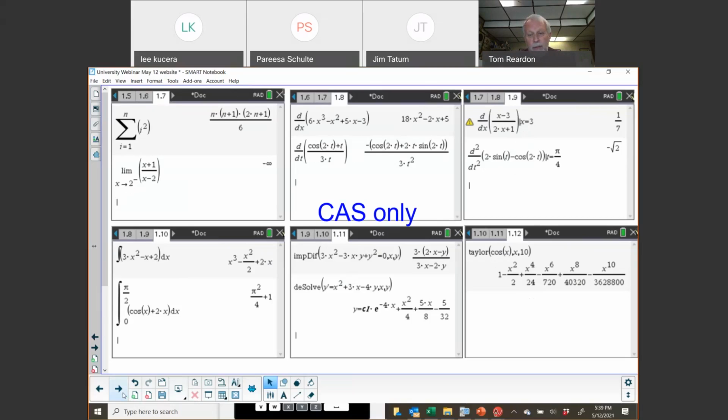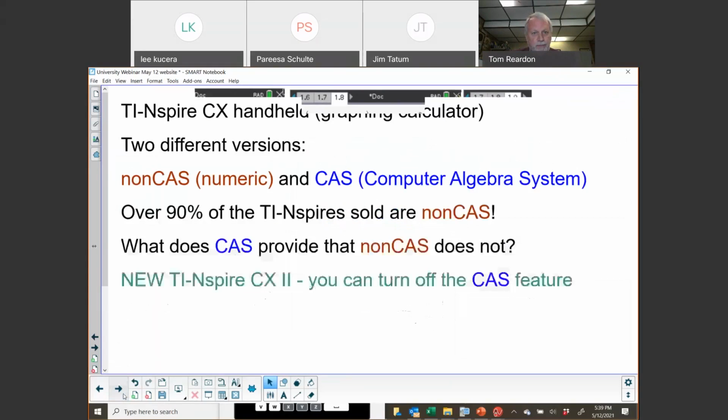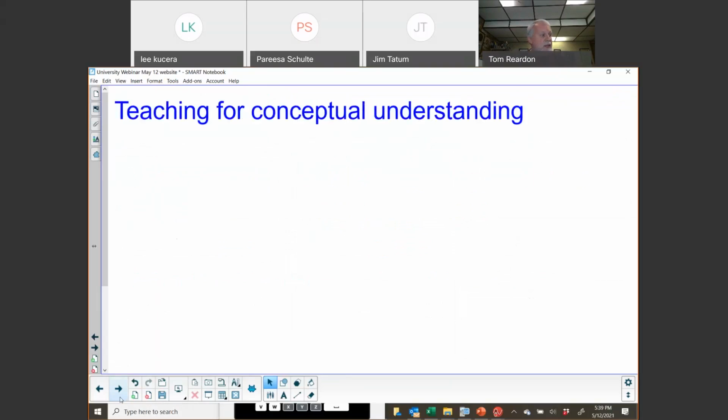The 84, if you're using the grayscale or the color, does not have CAS. That's the TI-89 that used to do that. So again, I would say most of the calculators you run into are going to be 84s, probably 75% of them, if not more. Of the Nspires you see, almost all of them will be non-CAS, okay? So I just thought I'd make you aware of that. So let's go ahead and get started here.